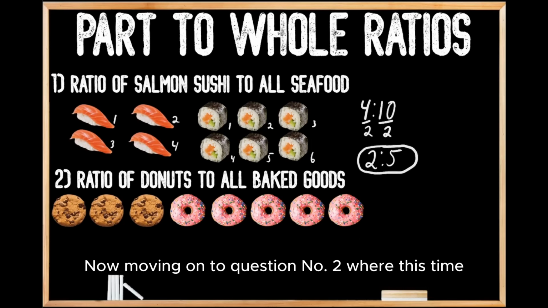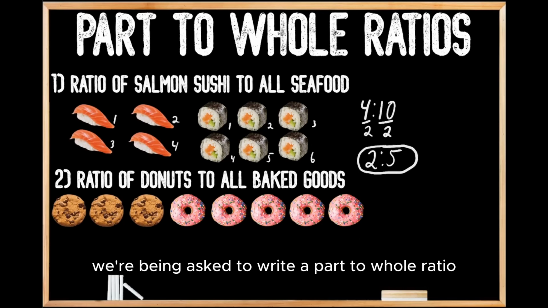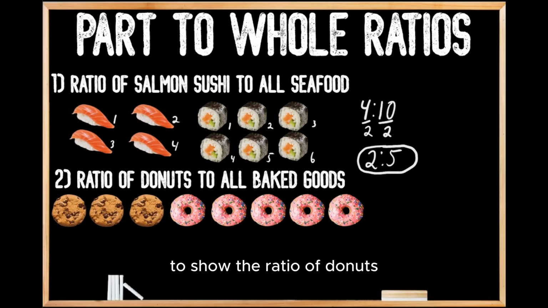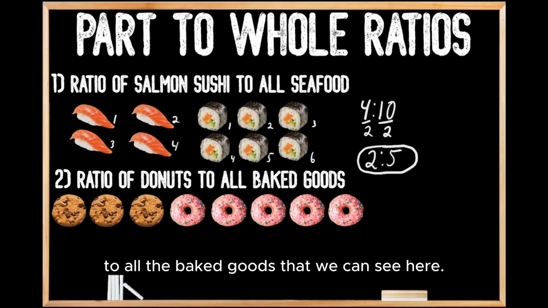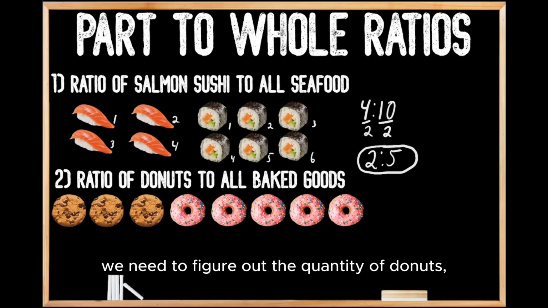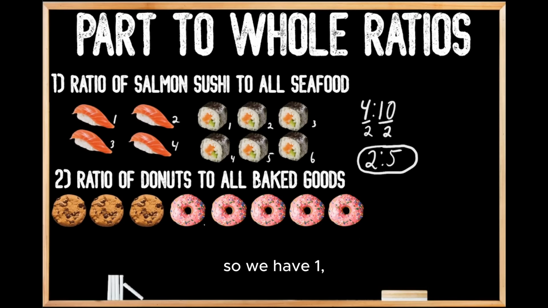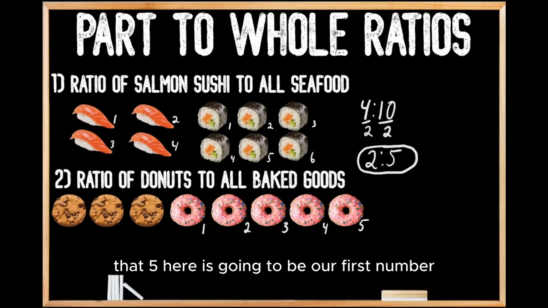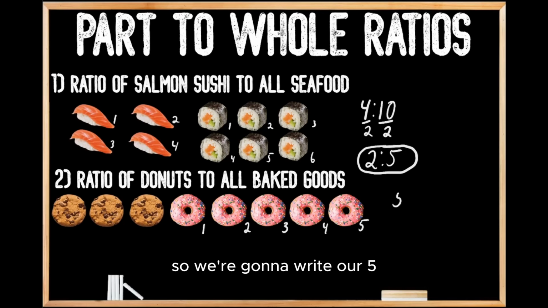Now moving on to question number 2, where this time we're being asked to write a part to whole ratio to show the ratio of donuts to all the baked goods that we can see here. So the first thing that we need to do is figure out the quantity of donuts. So we have 1, 2, 3, 4, and 5 donuts, and since the order matters, that 5 here is going to be our first number. So we're going to write our 5 for the first number of our ratio, and then we're going to put a colon to the right of that 5.